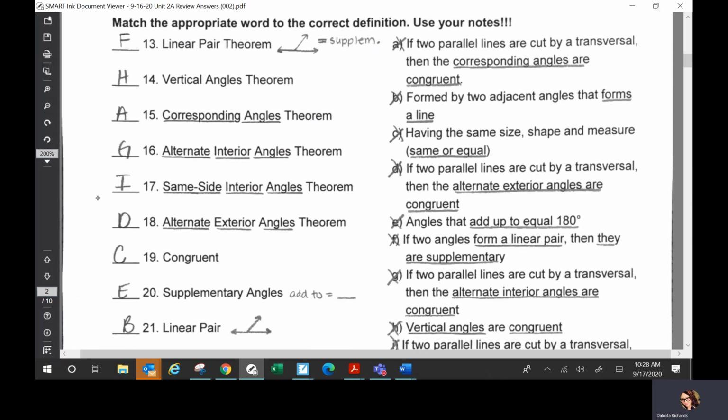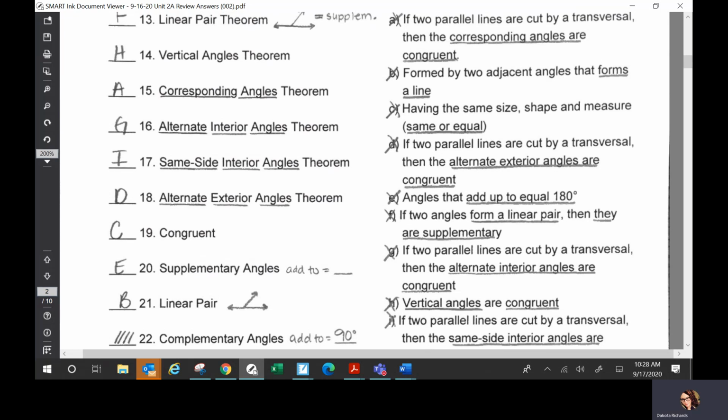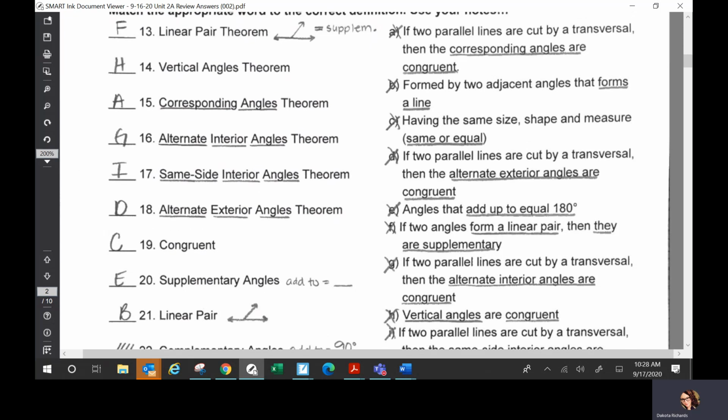On 13 through 22, you had matching. Be careful here with linear pairs and linear pair theorem or postulate. So linear pair theorem was here. If two angles form a linear pair, then they are supplementary. And then a linear pair was B, which is formed by two adjacent angles that form a line. So just be careful there.